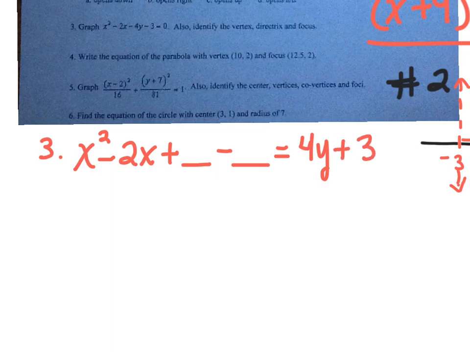Then you complete the square on the left side. What am I supposed to add and subtract? What number is that?